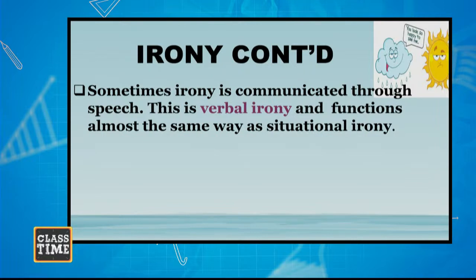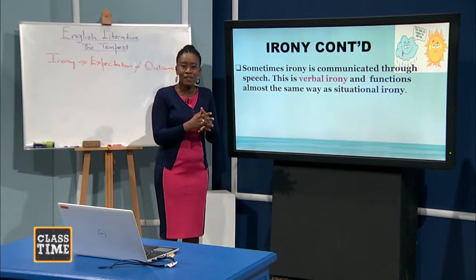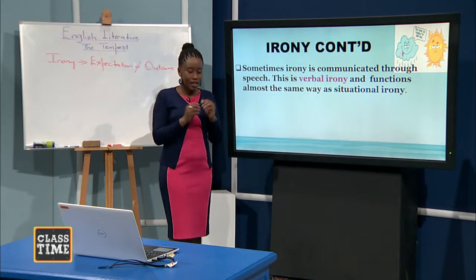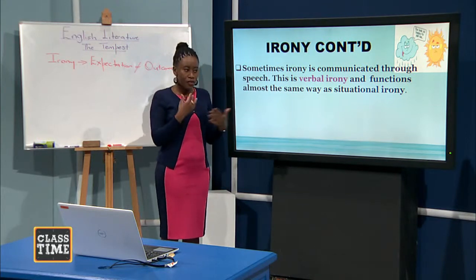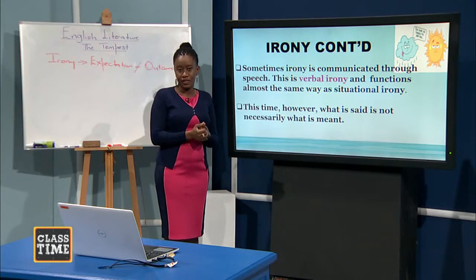In verbal irony, what is said is not necessarily what is meant. Very good. So, an example of verbal irony: your friend comes out dressed like a giraffe, and you know from here to heaven that she doesn't look good. But you say to your friend, oh my, you look fabulous, just fabulous. That is verbal irony.